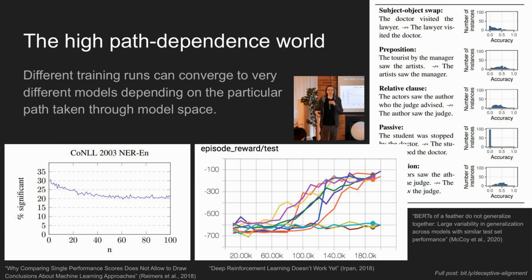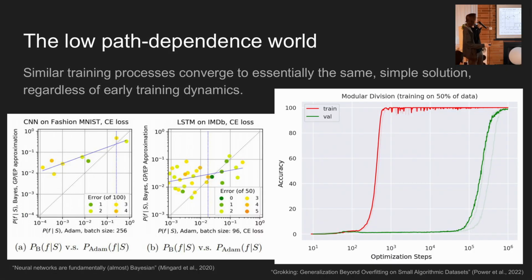And so there's some evidence like this that points us toward thinking that maybe high path dependence is a good way of thinking about the inductive biases of machine learning systems. Okay. But it's not necessarily the only way. The low path dependence view is also, I think, quite plausible. So how do we think about low path dependence?